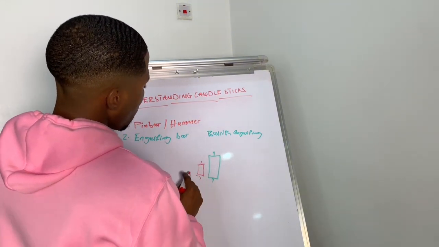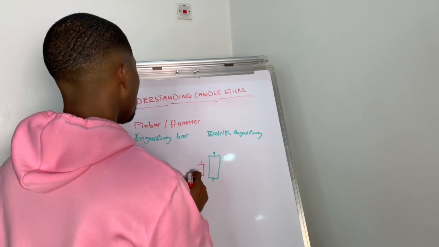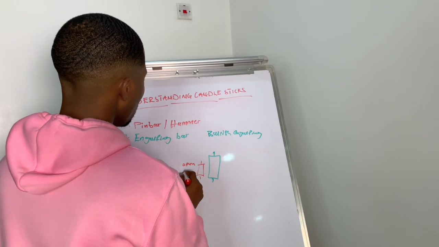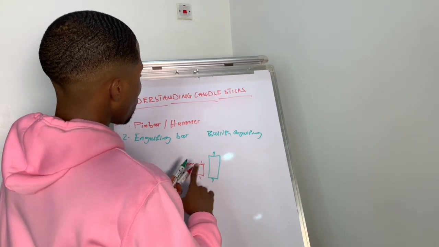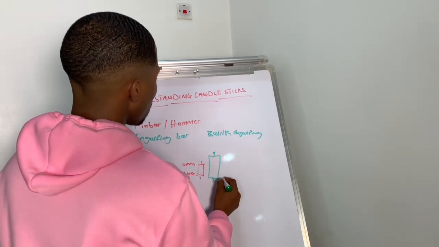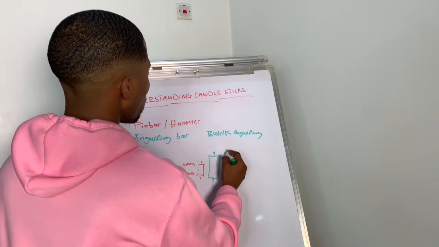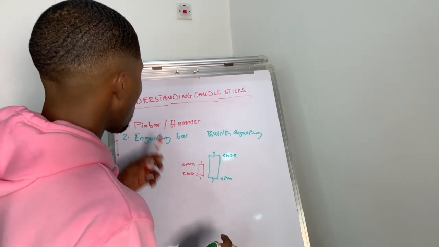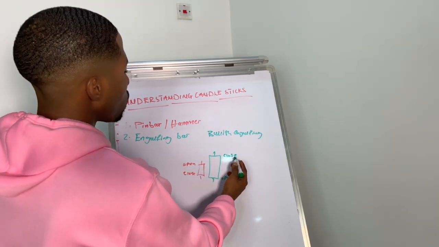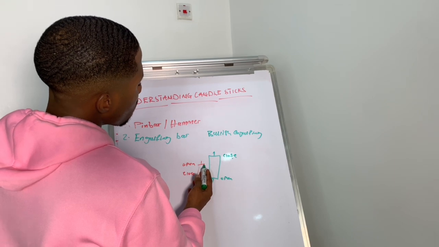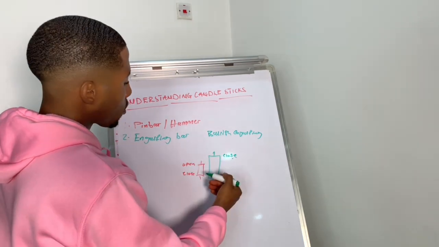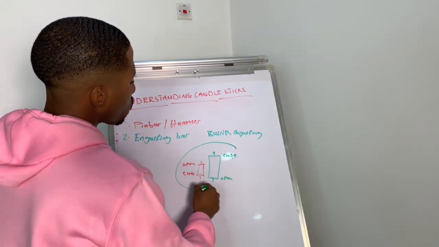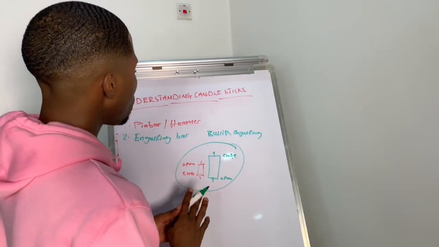And as we said, for a bearish candlestick, the opening is above and the closing is below. And for a bullish candlestick, the opening is below and the closing is above. Now what makes this an engulfing candlestick is that the closing of this candlestick closed above the opening of the former candlestick, so it engulfed it, it covered it. That makes it a bullish engulfing candlestick.